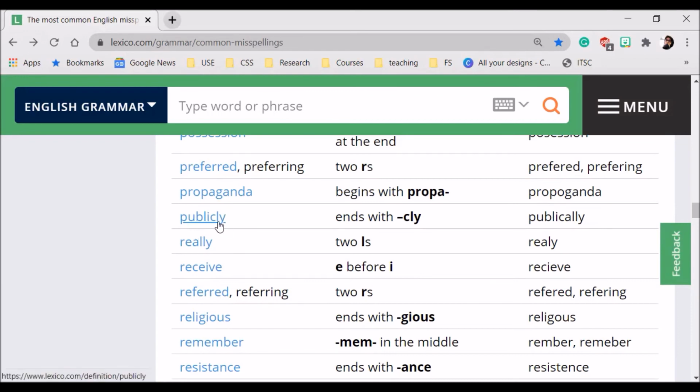We have publicly, and at the end it was ICLY, not CALY. Then we have really, it also has two L's. Receive, here receive is opposite to achieve. You always know, because when you receive something, you do not achieve or win it. It's just taking it. So if you have to achieve, you have to come I before E. But when you receive something, it's very ordinary because E comes before I. Then we have referred. It has two R's. Then religious. It is GIOUS.